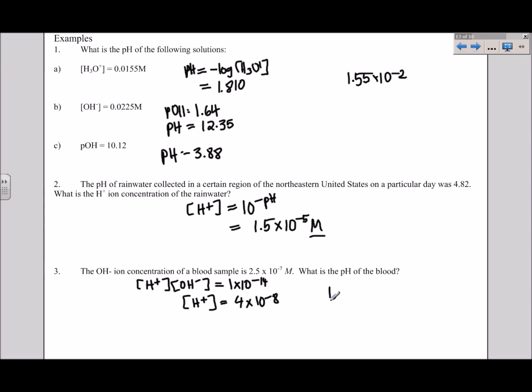Now that I've got the concentration of the H plus in the solution, I can find the pH by taking the negative log of this value, and I find that I've got a pH of 7.40, properly reported to 2 significant digits.